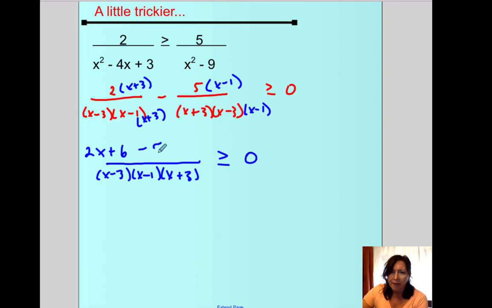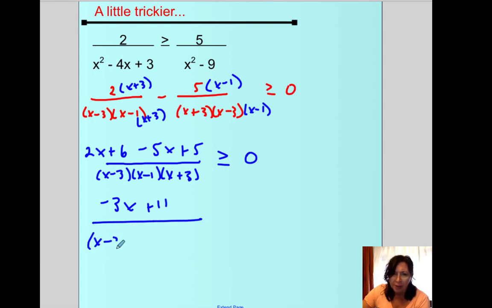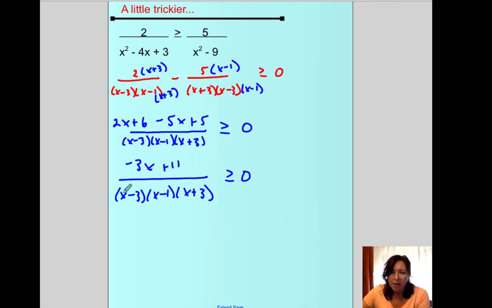Distribute, I get minus 5x, add 5. Keep simplifying. I get 2 minus 5 is going to be a negative 3x plus 11 all over x minus 3, x minus 1, x plus 3, and we have this greater than or equal to 0. And so right here, I'm going to factor out this negative sign, and basically just ask myself, negative 3x plus 11 equals 0. Negative 3x is negative 11. x equals 11 thirds. So that's one of my zeros.